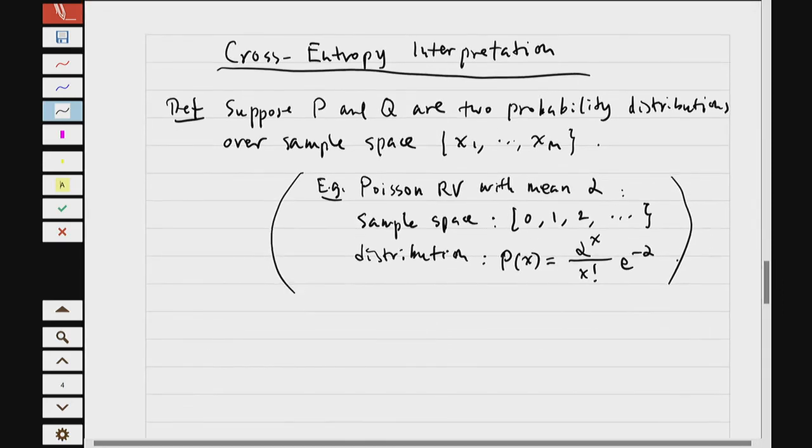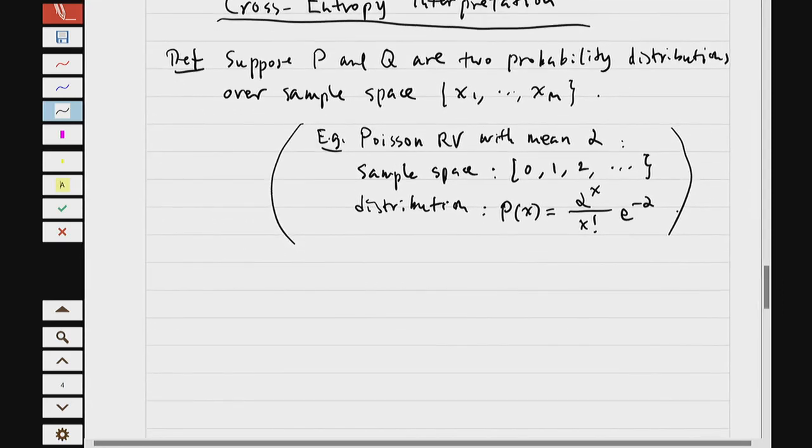Now, once we have two distributions, two different kinds of random variables, we want a way to measure how different or how similar these two random variables are. Then we have to have some kind of distance between the two random variables. That measurement is called the cross entropy. Okay, so let's define it properly.